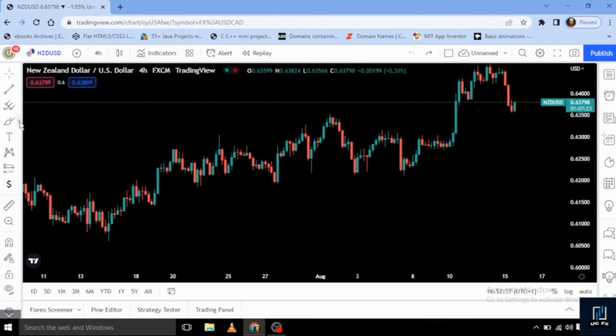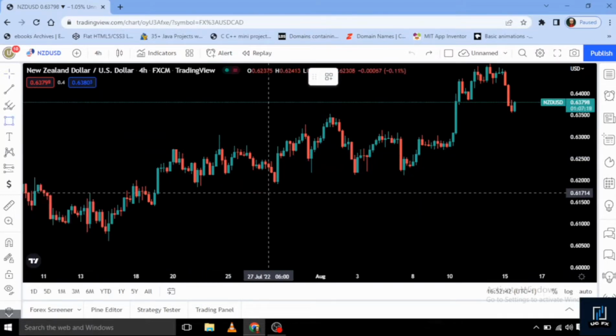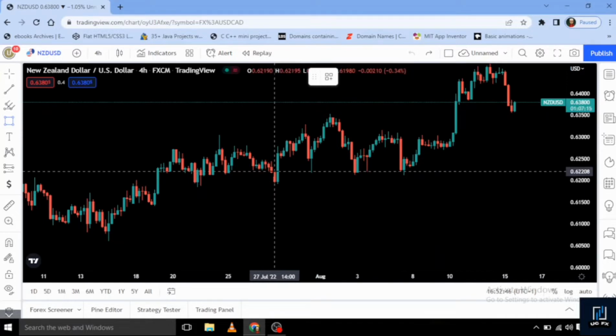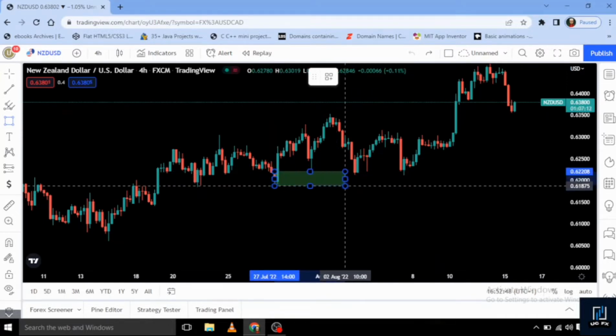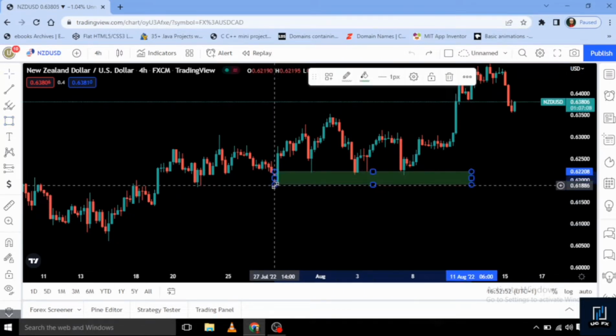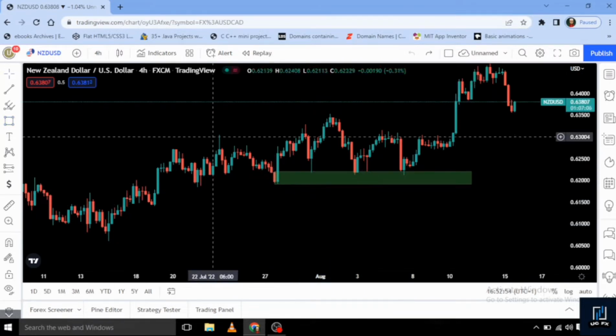Looking at this from the way of someone that understands this liquidity concept, you would agree with me that we have our order block inside this area. We had our order block inside this area. Then what? We had break of structure.